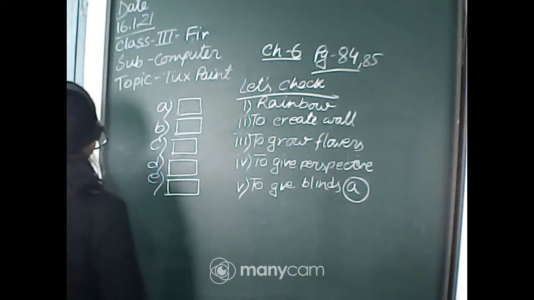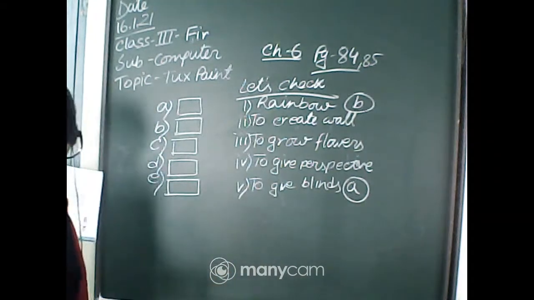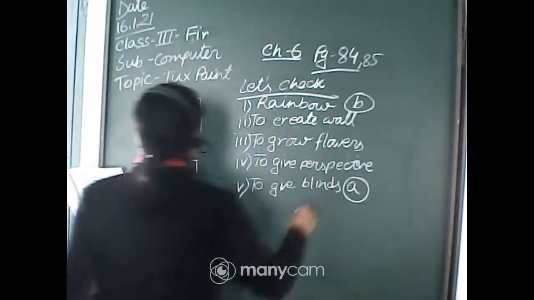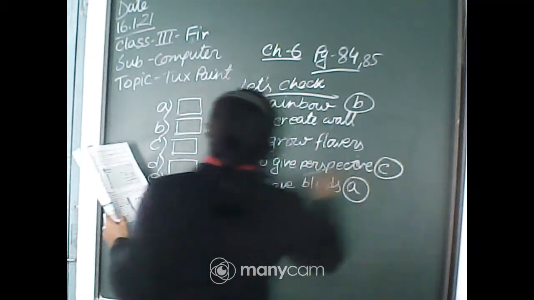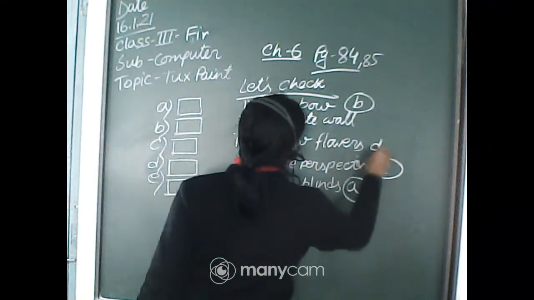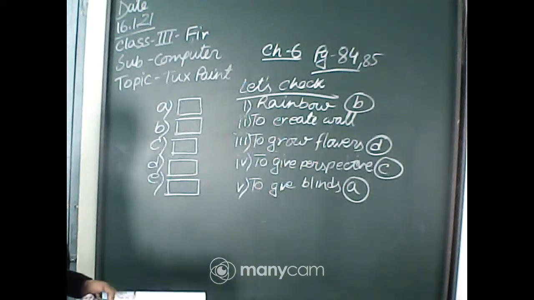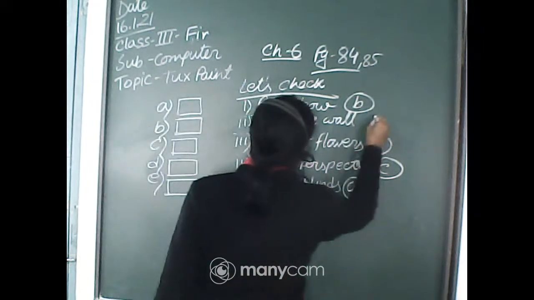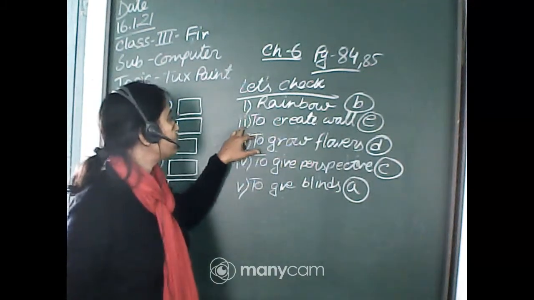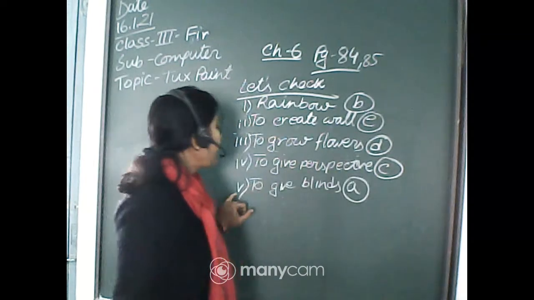And next one, rainbow. This is number B. Number 1, B. And the third one is to give perspective, number C. 4, C. Number D, flower, to grow flower. The number 3, D. And number E, the brick tool. Using this tool, we can create a wall. This is number E. So 1, B; 2, E; 3, D; 4, C; 5, A.